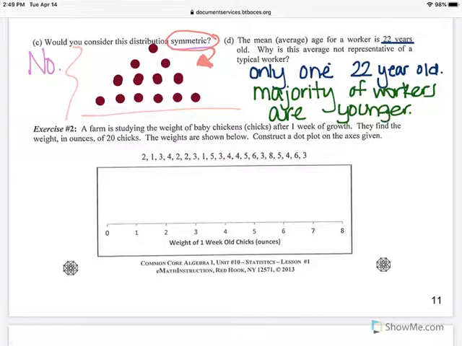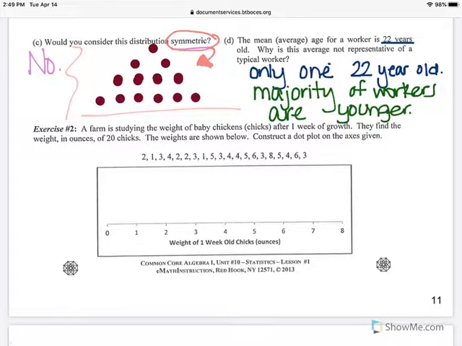Okay, exercise 2. We have a farm is studying the weight of baby chickens, otherwise known as chicks, after 1 week of growth. They find the weight in ounces of 20 chicks. The weights are shown below. Construct a dot plot on the axis given. So for each of these numbers, it represents the weight in ounces of a chick that is 1 week old.